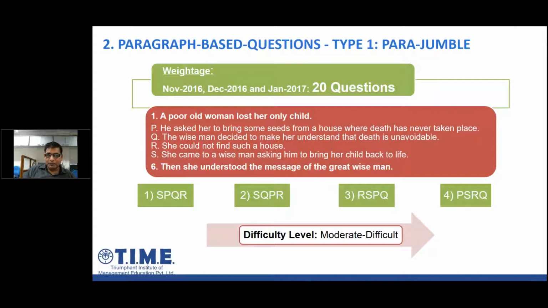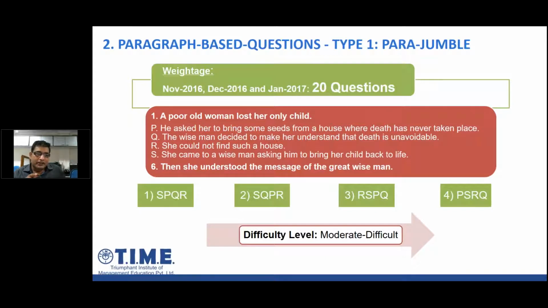On what basis? Number 1. A poor old woman is referred back as she. Okay, she came to a wise man asking him. Now the second reason is in Q it says the wise man, and in S it says a wise man. Is there a difference? Of course there is a difference. The sentence with a or an before a noun should come before a sentence with the before that same noun. So I first say a boy and then I say the boy. I cannot say the boy first and then a boy.